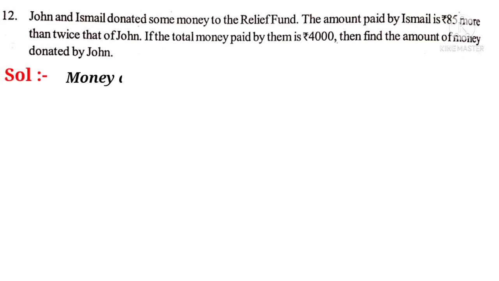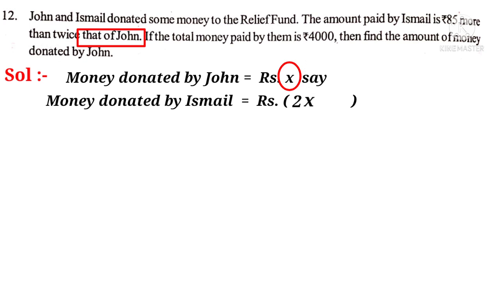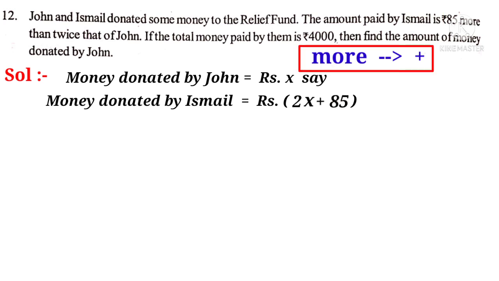Solution. Money donated by John is equal to rupees x, say. Money donated by Ismail is equal to rupees, observe the word twice. It indicates 2 into, and that of John means x. So write x, so 2x. Observe the words 85 rupees more. That means plus 85. So the amount paid by Ismail is 2x plus 85 rupees.